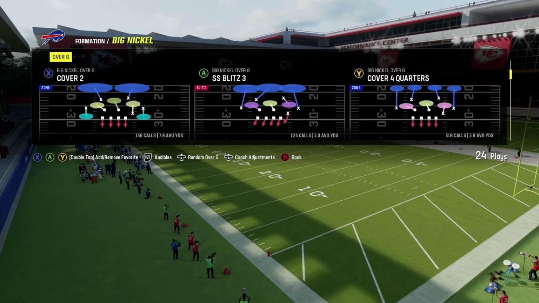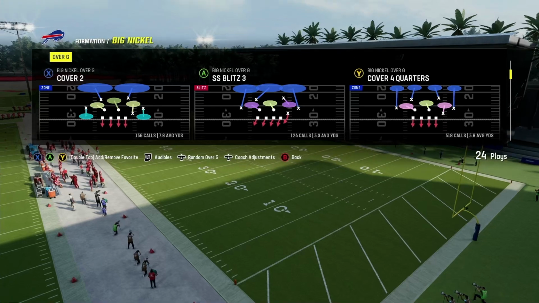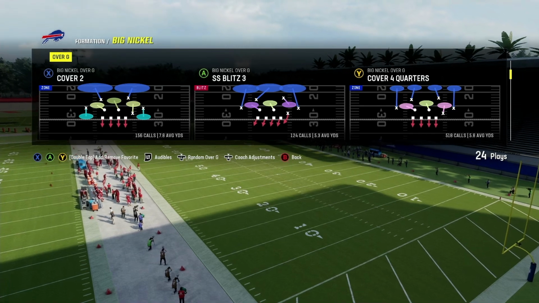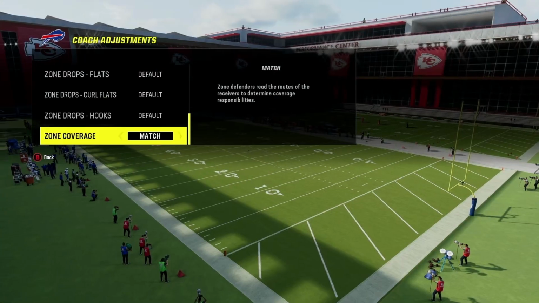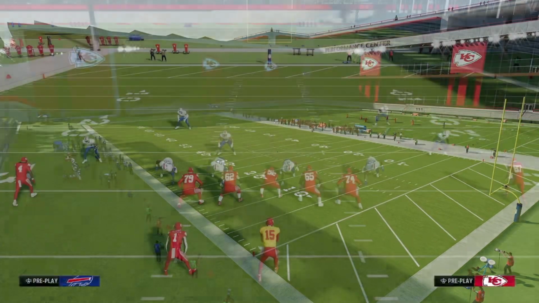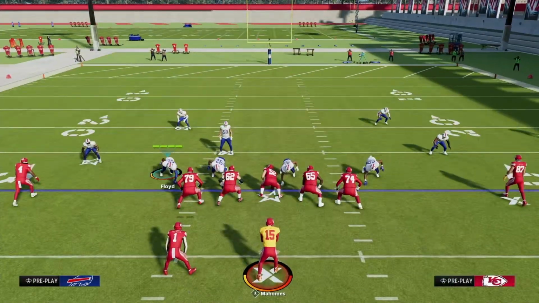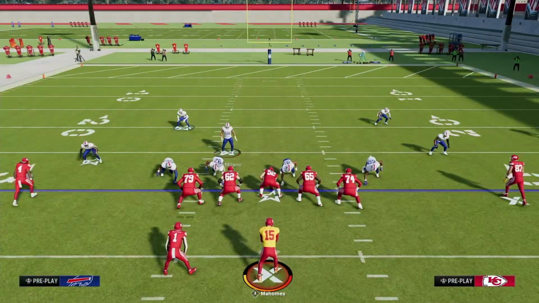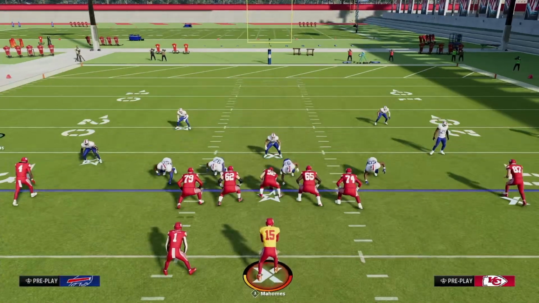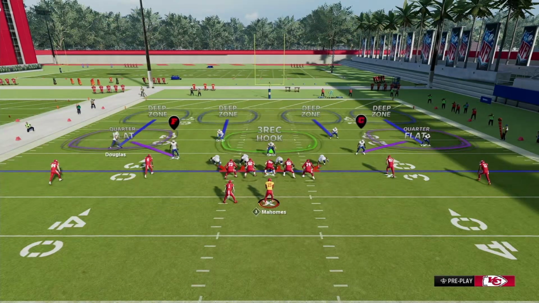So next, going to be running over cover four quarters. Last one was max, or excuse me, cover four palm. So quarters here. Of course, you want to make sure we have zone coverage on max. So cover four quarters. When it comes to quarters, it's pretty similar to palms outside of a couple of things. I will say these guys are MOD, man on demand.